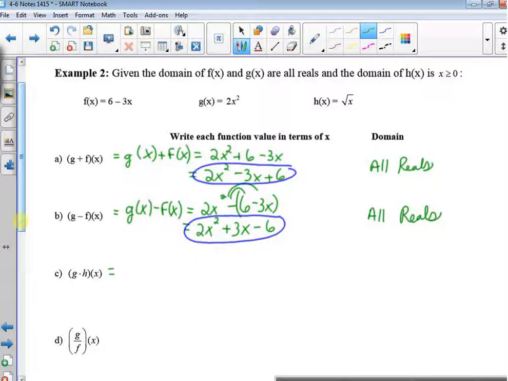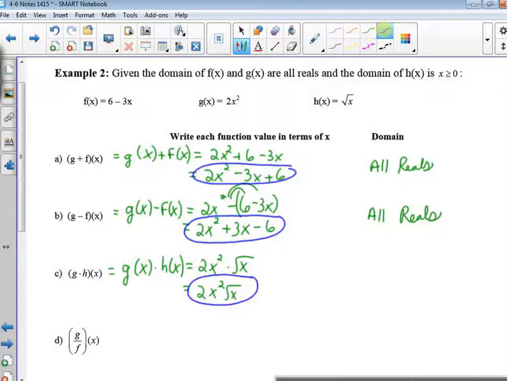G times h of x is the same as g of x times h of x. And that is going to be 2x squared times radical x. Nothing we can do with that, so it's just 2x squared radical x. That's the answer for that part. But the domain is x has to be greater than or equal to 0, because you cannot have a negative underneath that radical.